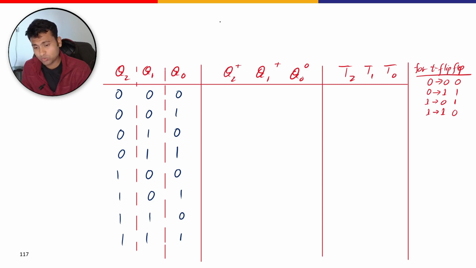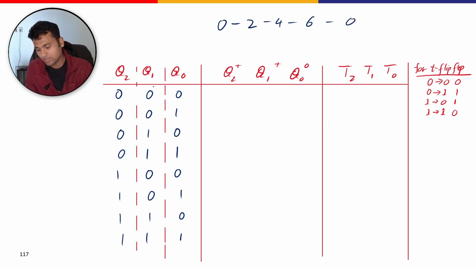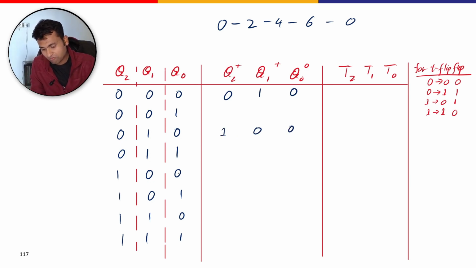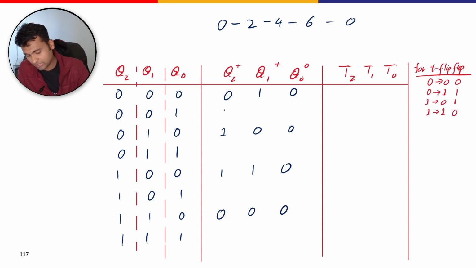Now the sequence which is told to us is 0, then 2, then 4, then 6, then 0. So if it's in the current state 0, what would be the next state? 2. So for the 2, the value is 0, 1, 0. Then if I'm at 0, 1, 0, the next state should be 4, which is 1, 0, 0. Now if I'm at 1, 0, 0, the next state should be 6, which is 1, 1, 0. And if I'm at 1, 1, 0, then the next state should be 0, 0, 0. So the rest everything will be a don't care.